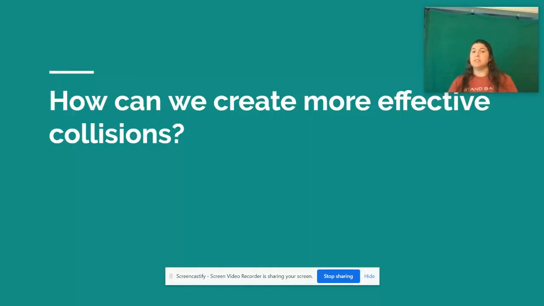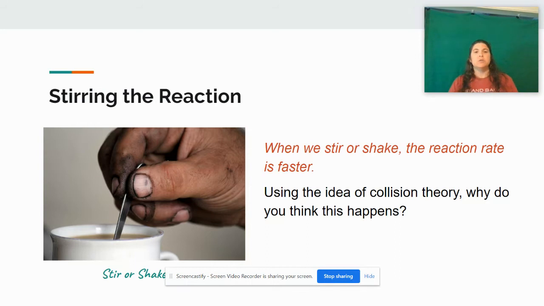So we looked at some things that we want to create faster rates by creating more effective collisions. That's really what it comes down to. So when you stir a solution or you stir a reaction, we are artificially making the molecules collide more often. Sometimes we could speed up the particles a little bit, but by stirring it, we're moving the components around more than they would on their own. And so we're creating more collisions. And just by creating more collisions, we can actually get more effective collisions.